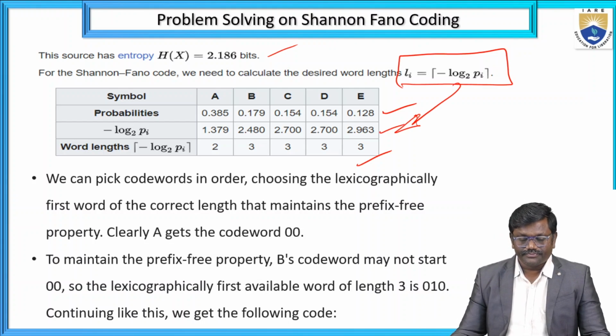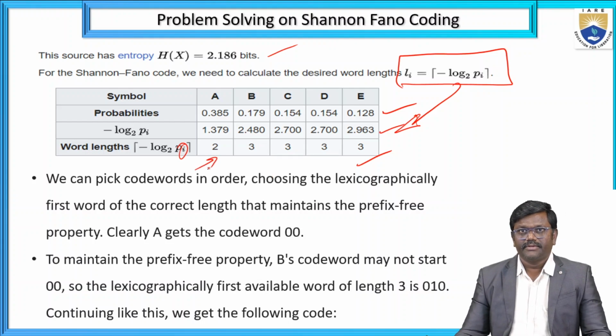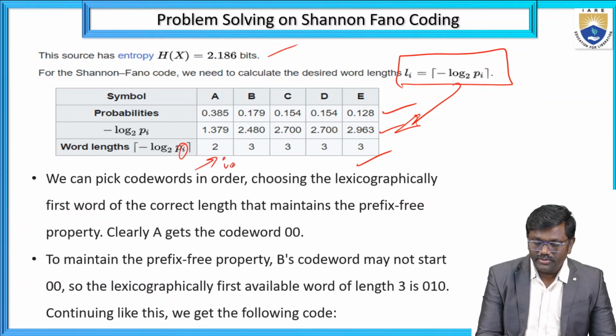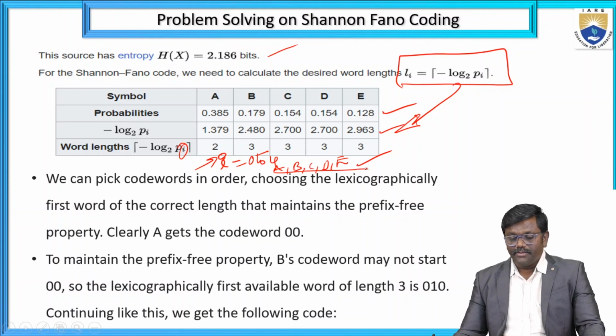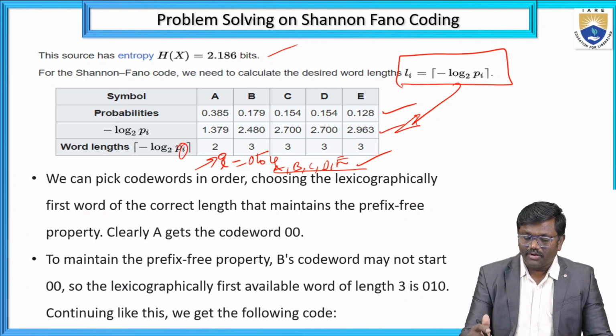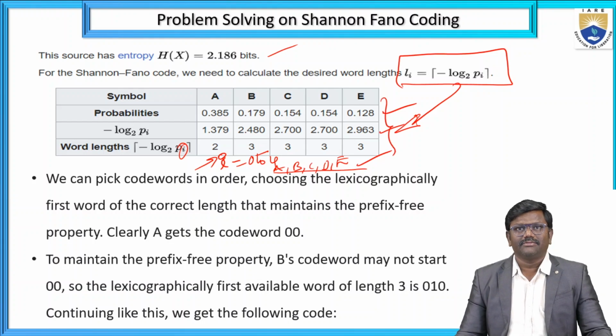What is this i? Pi is each value multiplied. The index i varies from 0 to 4, that is A, B, C, D, and E. These are the source symbols. Based on these source symbols, we found all the values. Understand? That is what we want to concentrate on.